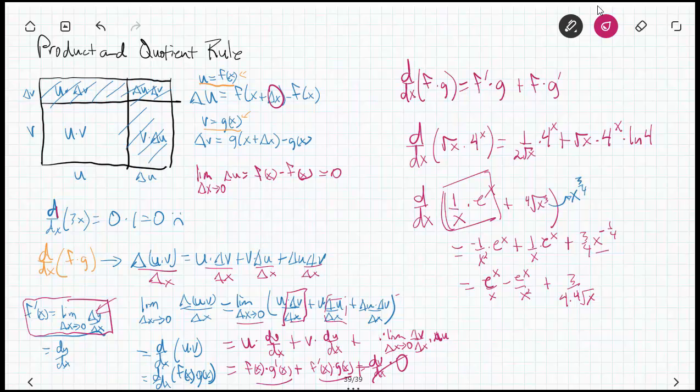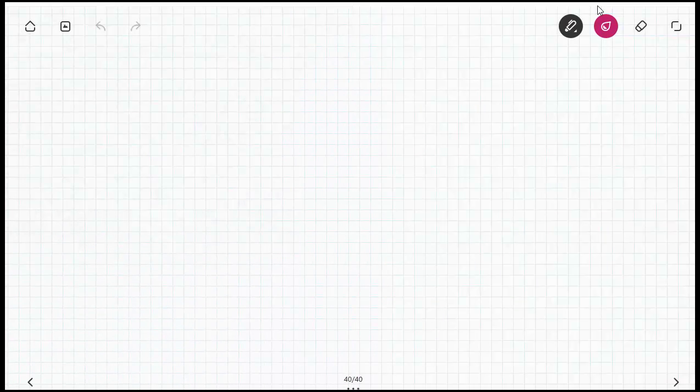If we started with an exponential form rather than a radical form, just leave it in an exponential form. I would just always get rid of that negative if I could, because it'll make my life happier. Okay, now that's the product rule in a nutshell. Let's talk about the quotient rule.